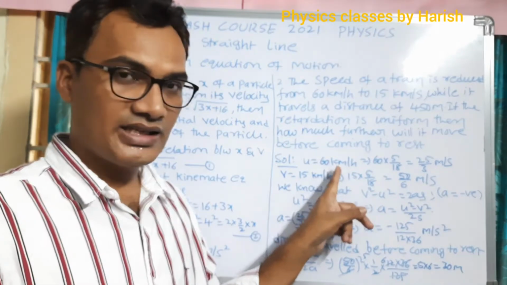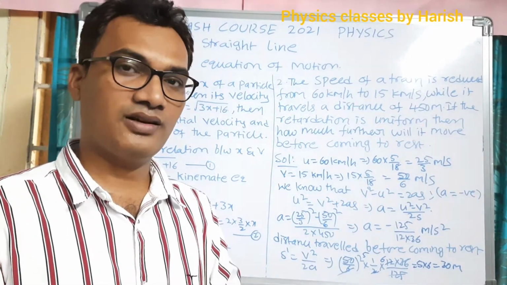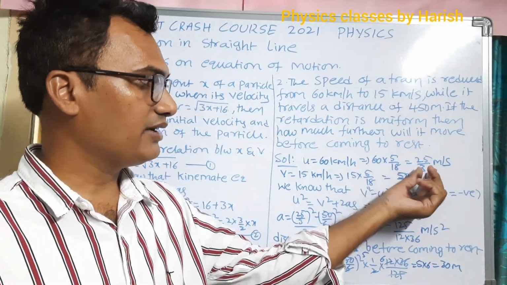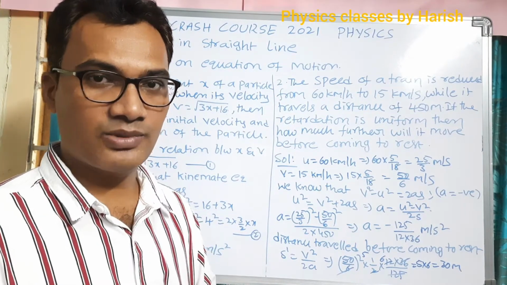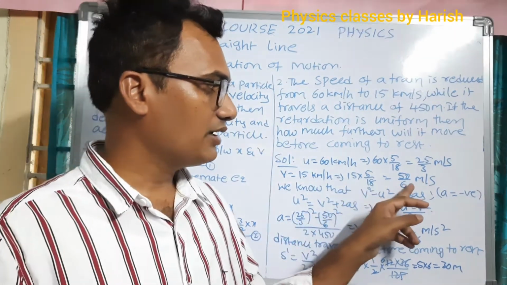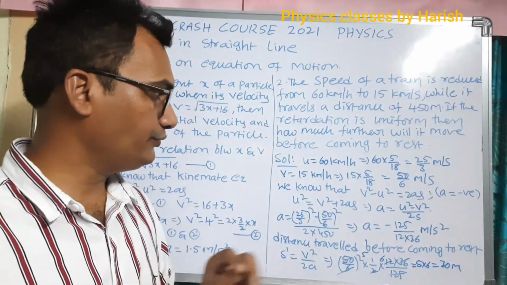The initial velocity u is equal to 60 km per hour. As we know, to convert km per hour to meter per second, we multiply by 5 divided by 18. Then it will be 25 divided by 3 meter per second. Similarly for 15 km per hour we can do the same. Here we will get 50 divided by 6 meter per second.